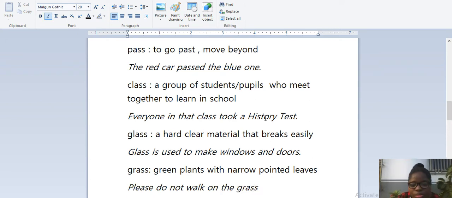Now let's take our sentence. Please do not walk on the grass. Please do not walk on the grass. All right, so very simple sentence here.